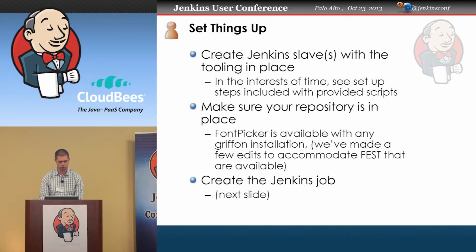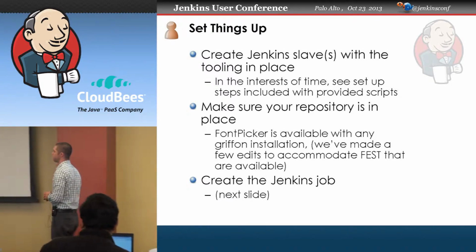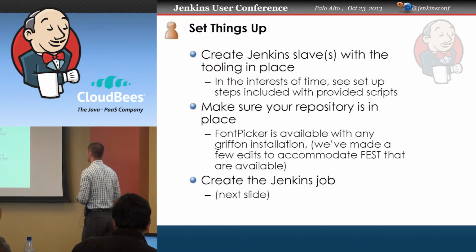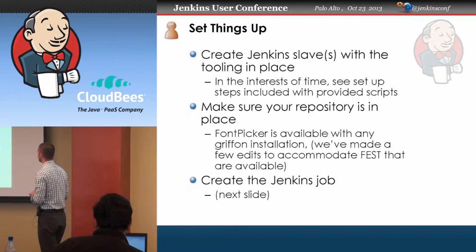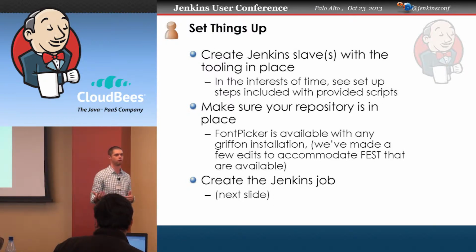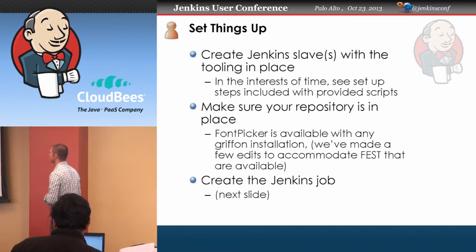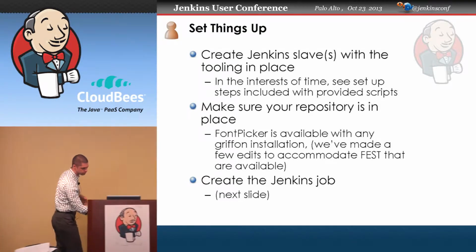So moving forward, to set things up, it's pretty simple. You've got to just go ahead and create at least one Jenkins slave. You could run it on master just as well, but generally not a great practice. Make sure you've got some sort of a repository in place. If you wanted to run this, you can go download Griffin. Font Picker is bundled within the framework, so that sample's right there, and then create the Jenkins job.